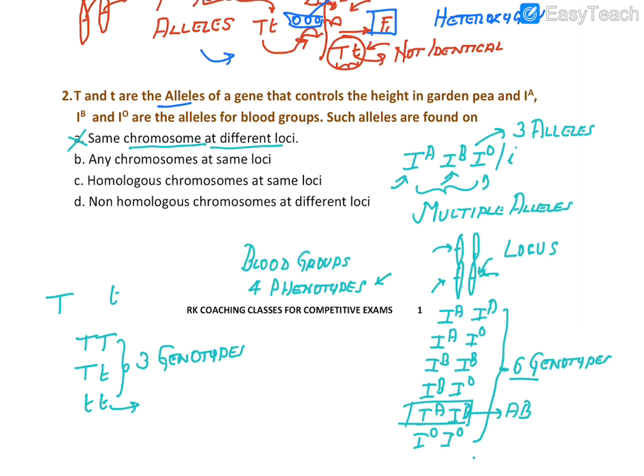Any chromosome at the same loci, if you take another chromosome, this might be another chromosome. If the genes are present on this, and this gene cannot be the alleles, they should be the genes itself. So even the second one is wrong. If you take the third one, structurally and functionally similar chromosomes are called homologous chromosomes. So one comes from the ova, the other one comes from the sperm.